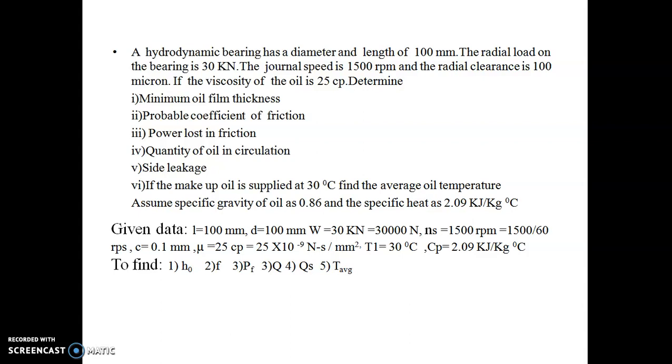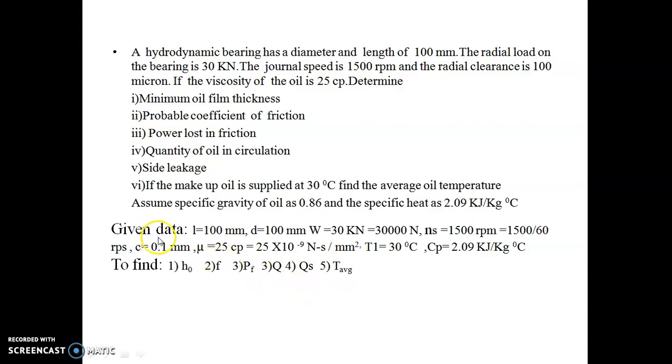friction, quantity of oil in circulation, side leakage. If the makeup oil is supplied at 30 degrees centigrade, find the average oil temperature. Assume specific gravity of oil as 0.86 and the specific heat as 2.09 kilojoule per kg degree centigrade.